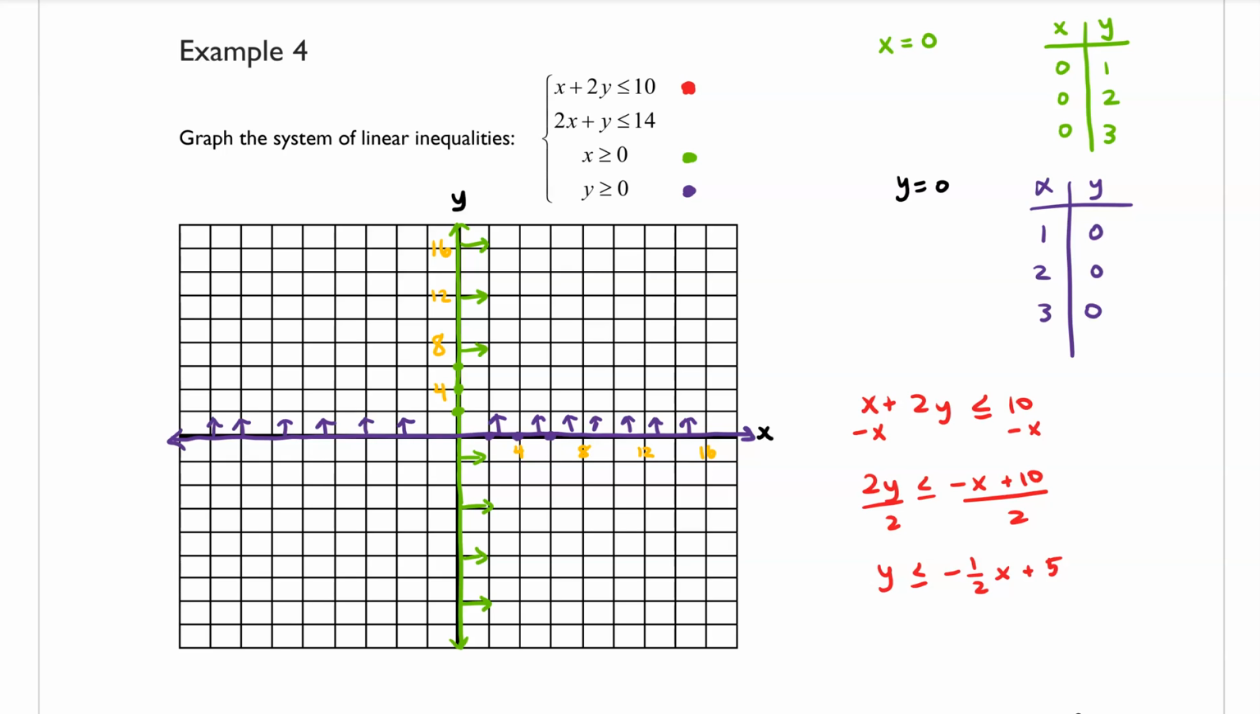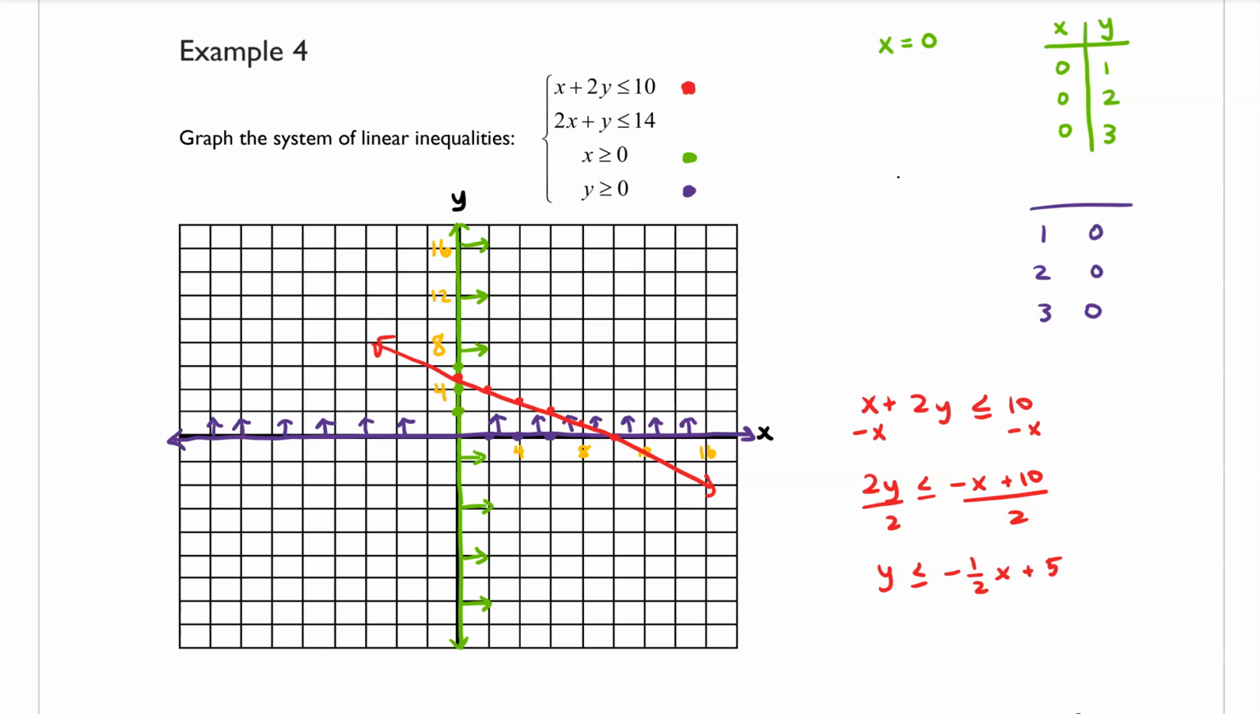So again, I'm graphing my inequality now. Y is less than or equal to -1/2 x plus 5. So that would be right here. Our y-intercept for that one would be 0, 5, and then we'd move down 1 over 2 for our slope, down 1 over 2, down 1 over 2, down 1 over 2, down 1 over 2. Okay, so our line is going to look something like that.